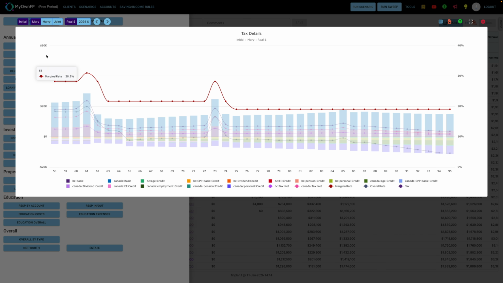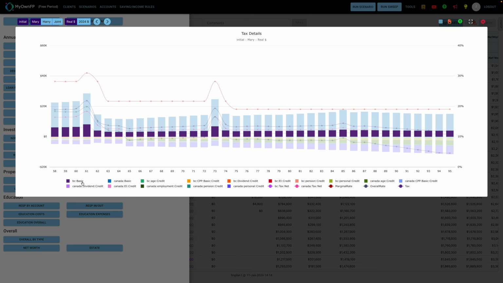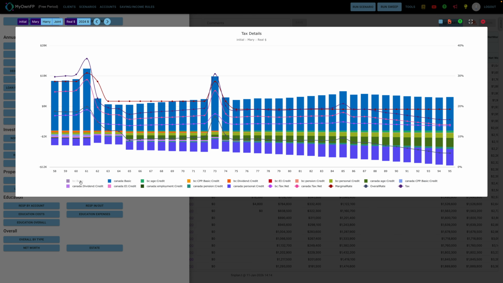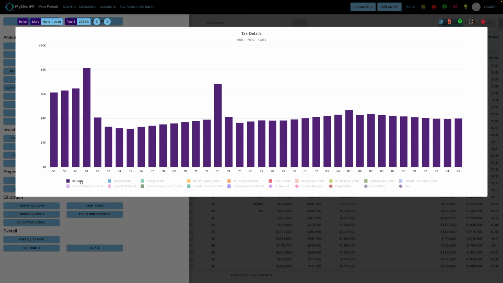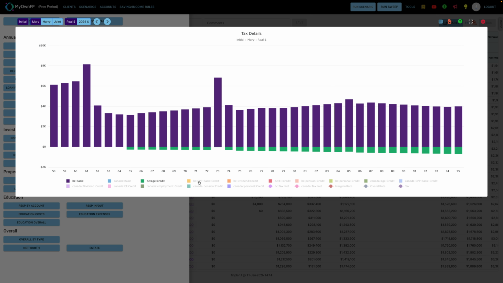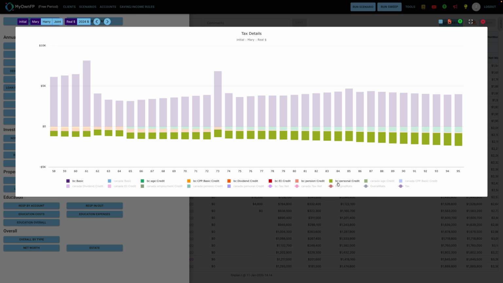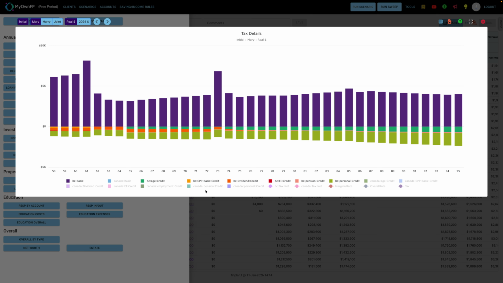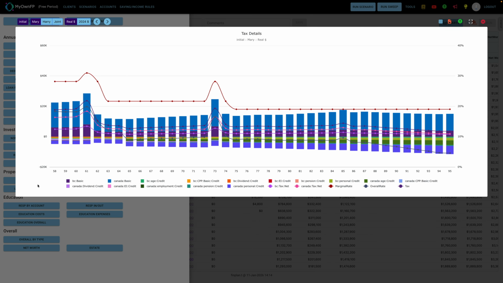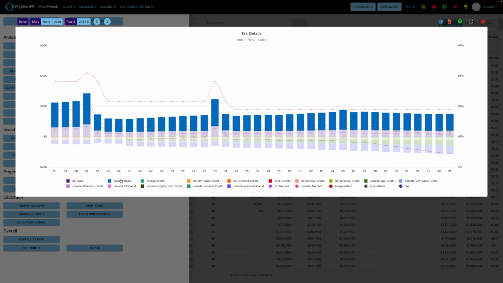Tax rate details gives you, for example, BC. So this is the BC tax you're going to pay. There's no additional things there, but if we look at all the credits that you're getting from BC, we can click all those on. You're getting personal credits, pension credits, EI credits, dividend credits, CPP credits, and age credits at various points in time.